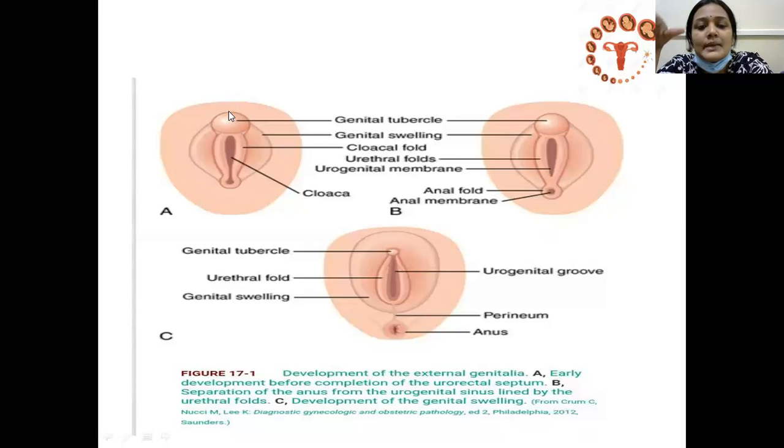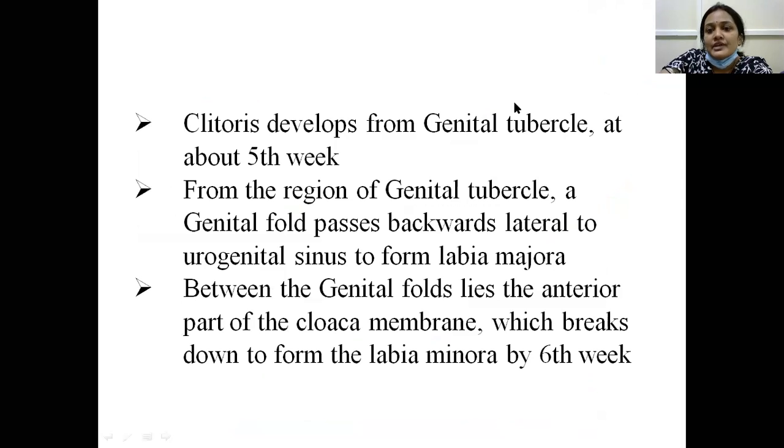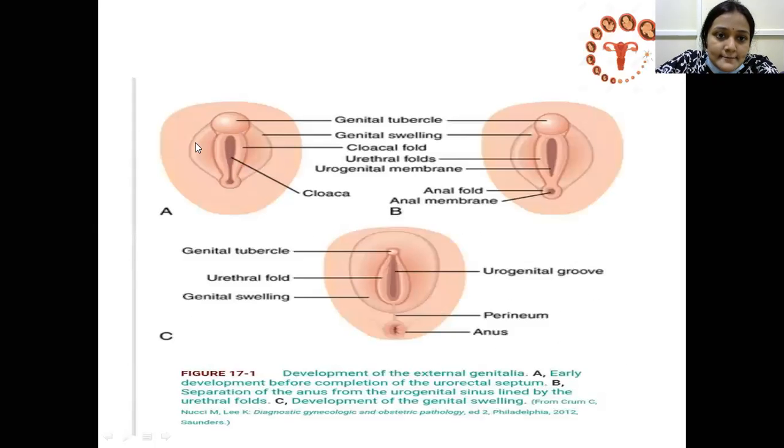As I already told, these are simultaneously developing in the female fetus. That means the genital ridge development, the gonadal ducts development and the external female genitalia all develop simultaneously. So the clitoris develops from the genital tubercle at about the 5th week of intrauterine life. From the region of the genital tubercle, a genital fold, these words are very, very important, passes backwards lateral to the urogenital sinus to form the labia majora. See, this is the genital fold, also called genital swellings. They develop on either side of the clitoris and continue with each other.